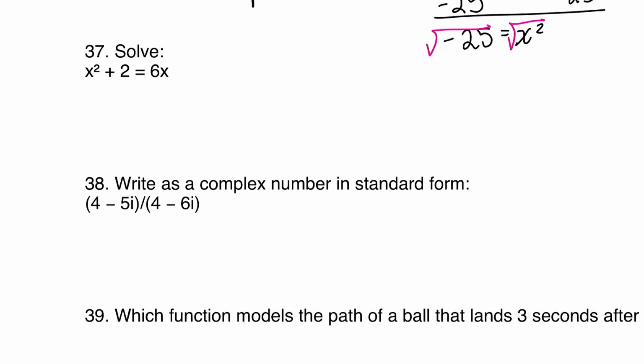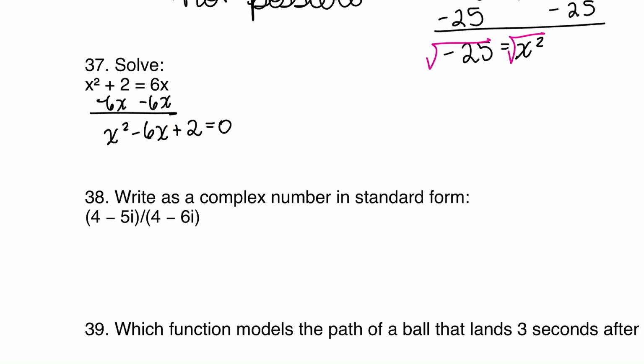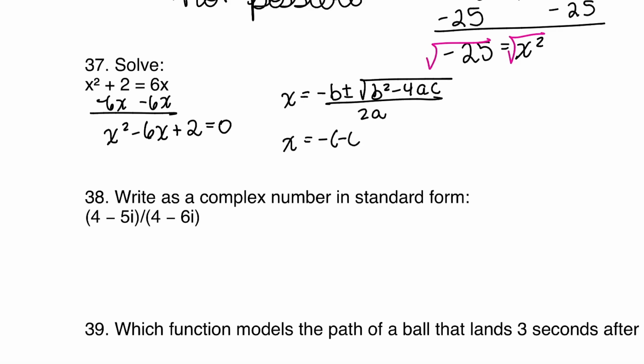Number 37, solve x squared plus 2 equals 6x. So the first thing I'm going to do is move 6x on the other side and get this set equal to 0. I can already tell that this is not going to factor because we would have to look for factors of 2 that add to negative 6, and those don't exist. So this is looking like another quadratic formula problem. So let's go ahead and replace all of our values with the values in the equation.